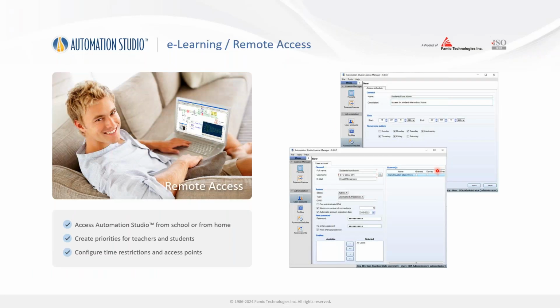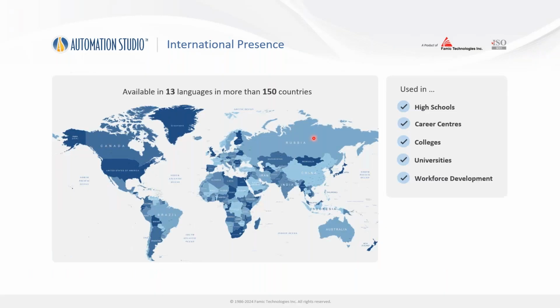Moving forward, over here we also have one of the prominent features, that is e-learning. As we can see, Automation Studio License Manager is over here. If faculties want to assign a particular task to students, and that task should be completed within a stipulated amount of time, for that reason we can make use of this remote access e-learning platform. It is very much possible in Automation Studio software.